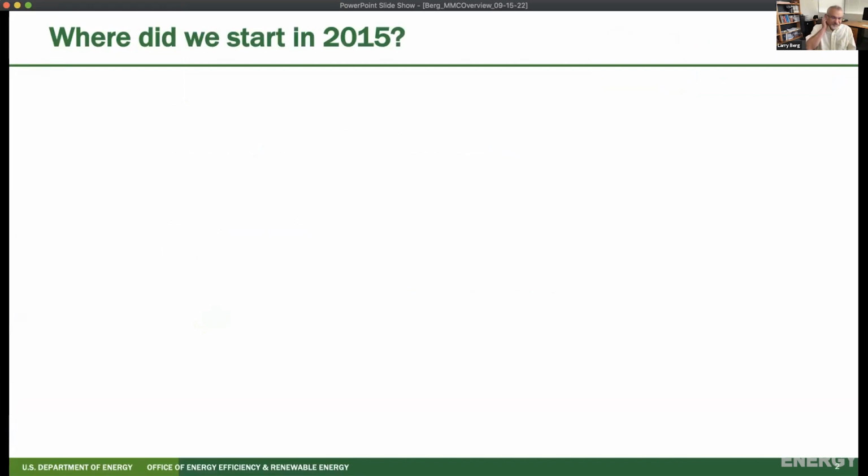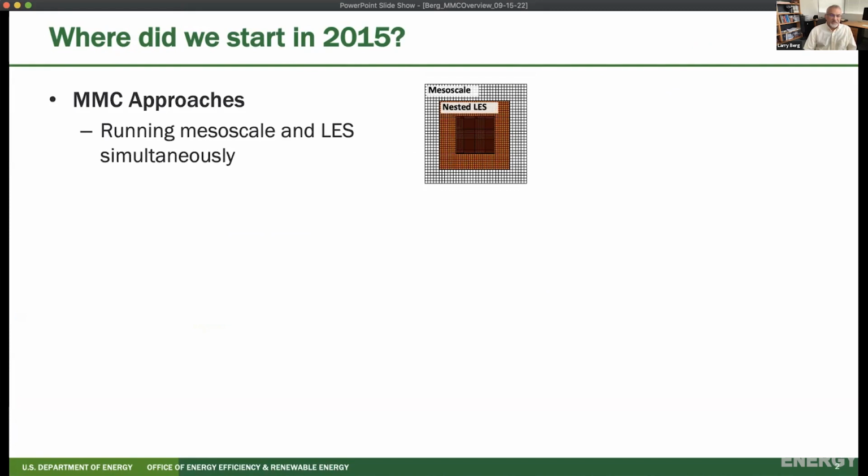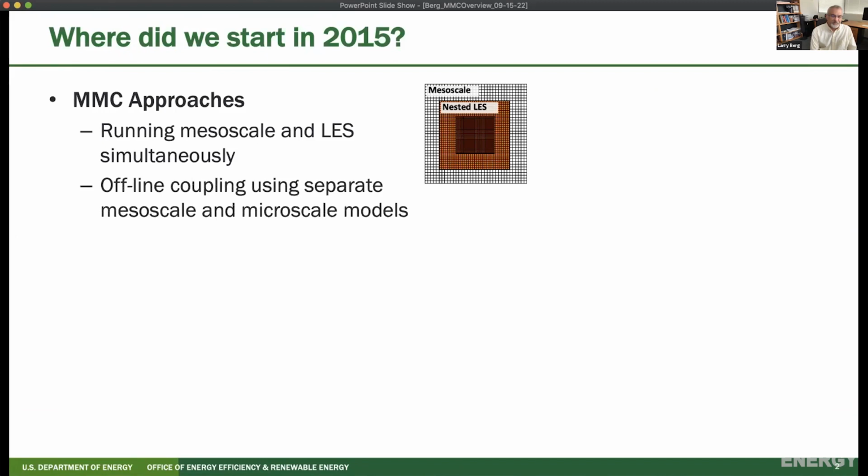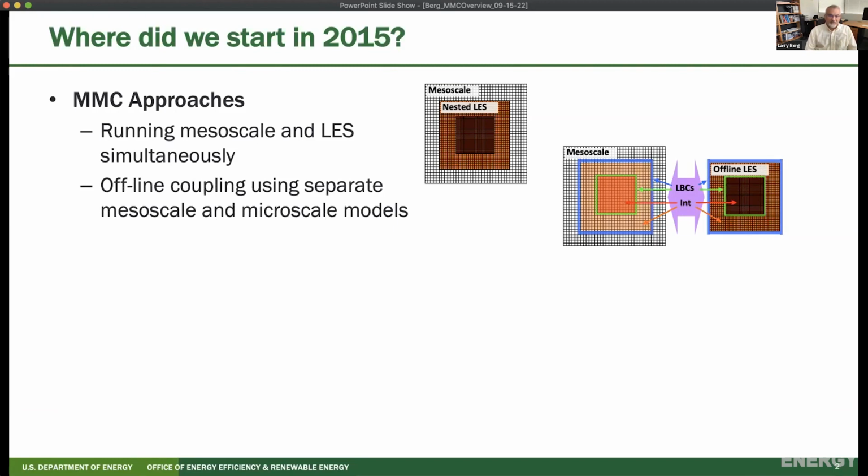So I started by reflecting a little bit, and that's fun because it's really not very often, as we've all gotten very busy, to have much time to reflect. So I actually went back to the proposal that we wrote back in 2015. In there, we listed the MMC approaches that were in vogue at the moment. So running mesoscale and LES simulation simultaneously. You saw images similar to this earlier in the symposium, but these are the actual figures that were in our proposal. And then we also talked in the proposal about offline coupling, where we're using separate mesoscale and microscale modeling that we can force either at the boundaries or with body forcing terms. So that's really what we laid out in the proposal.